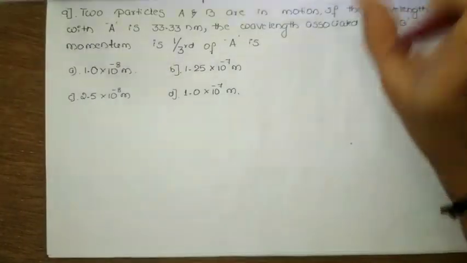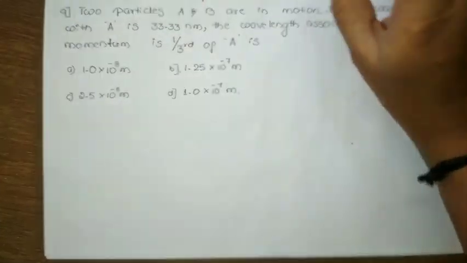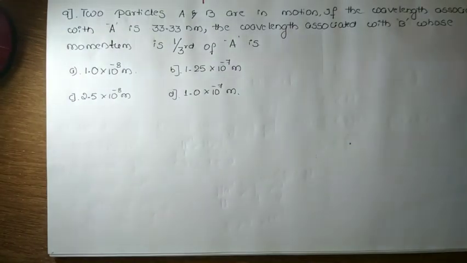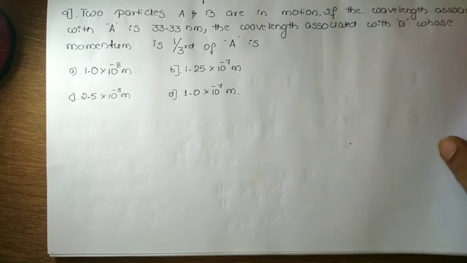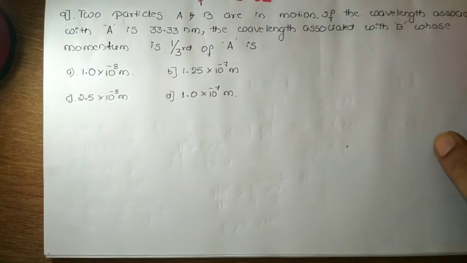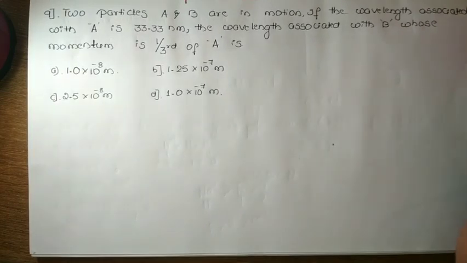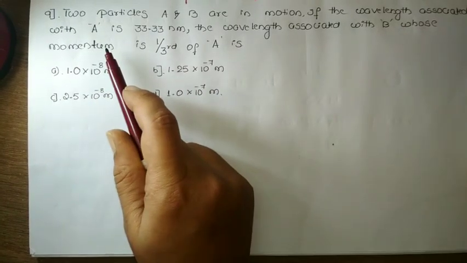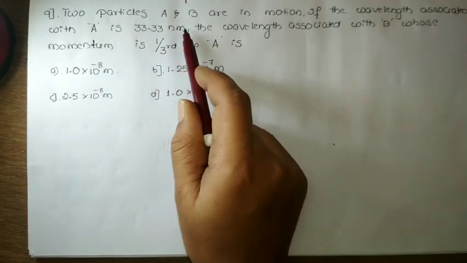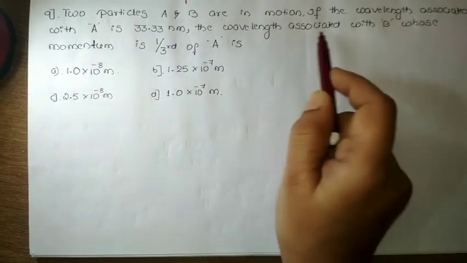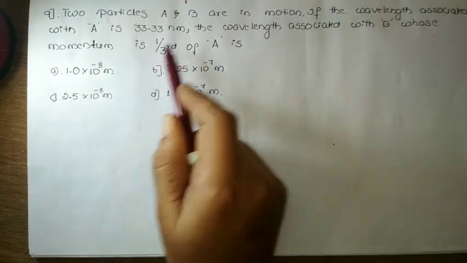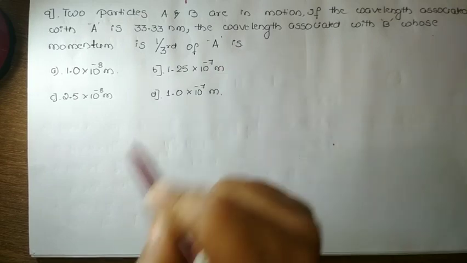Okay, so next comes the 2019 question. A little different question has been asked over here. The two particles A and B are in motion. The wavelength associated with A is 33.33 nanometer, and B has a momentum that is 1/3 of A.